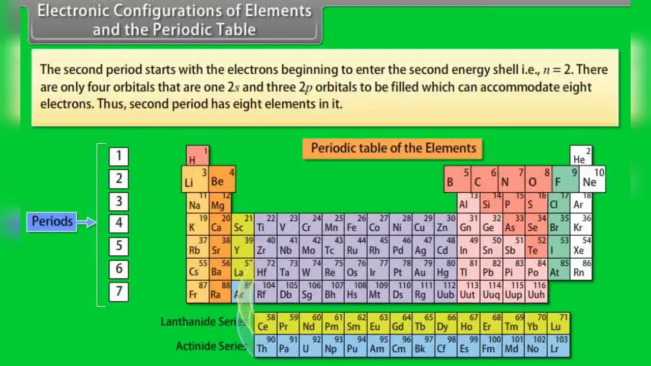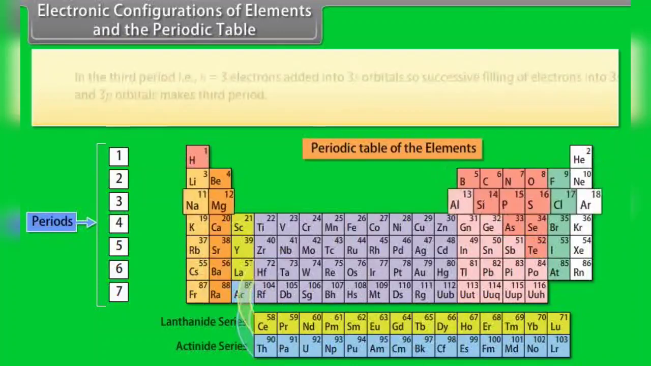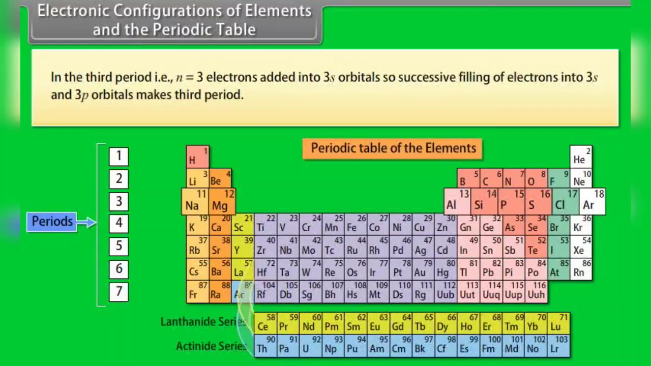The second period starts with the electrons beginning to enter the second energy shell, that is, n equals 2. There are only 4 orbitals, that are one 2s and three 2p orbitals to be filled, which can accommodate 8 electrons. Thus, the second period has 8 elements in it. In the third period, that is, n equals 3, electrons are added into 3s orbitals. So, successive filling of electrons into 3s and 3p orbitals makes the third period.